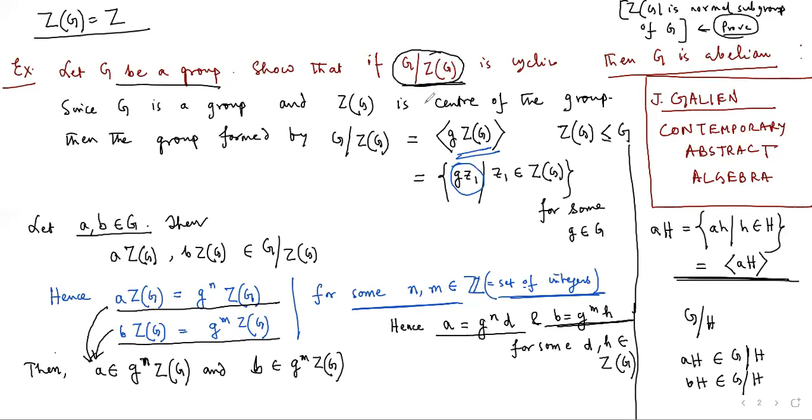If this quotient group is cyclic, all the things that we have covered here, all these things that I have written, are happening because the group is cyclic. Otherwise, we will not be able to write the thing. If it is cyclic, then the original group is abelian.